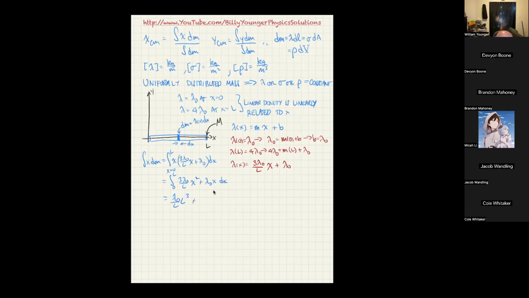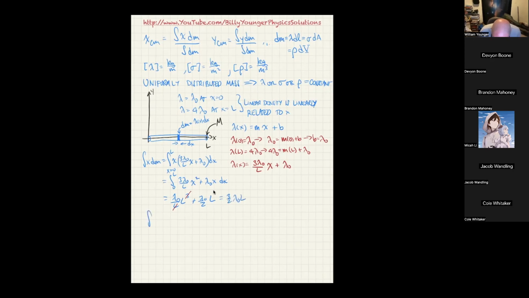So I'm going to say plus lambda 0 over 2 times L squared. So I can cancel out, for instance, this with this, and that's going to give me lambda 0 times L squared times 1/2 plus... 3/2 lambda 0 L squared. So that's what the top integral is.